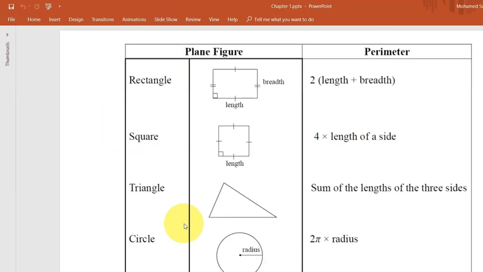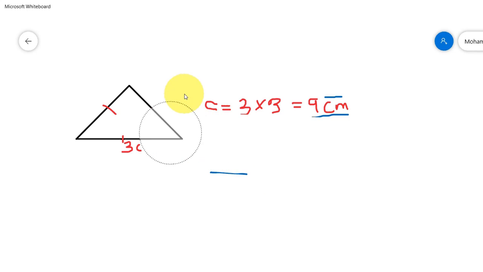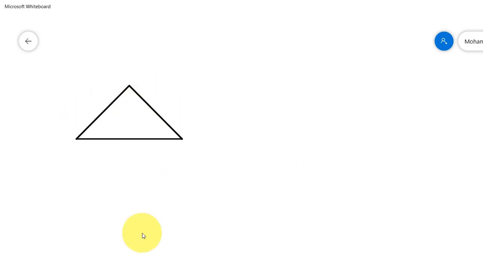Okay, so let me take the next one, that is the circle. The equation of perimeter for the circle is none other than 2 pi into the radius of the circle. The radius of any circle is defined as the distance between the center point and the path of the object. Let me give some more explanation regarding these circles.